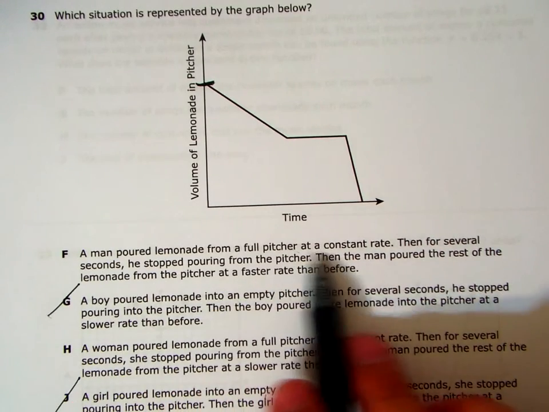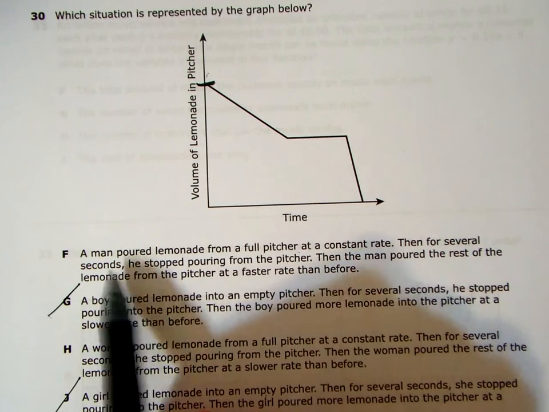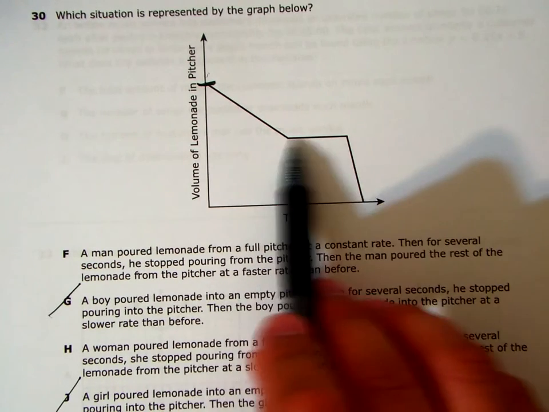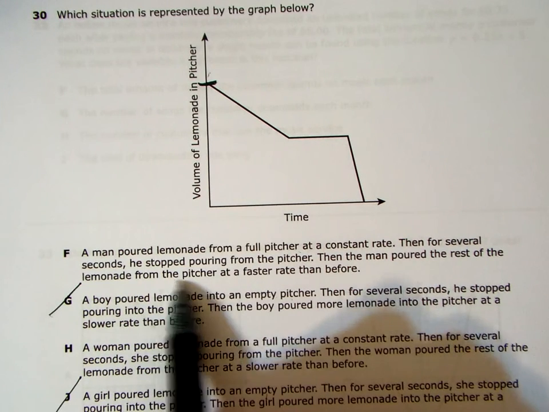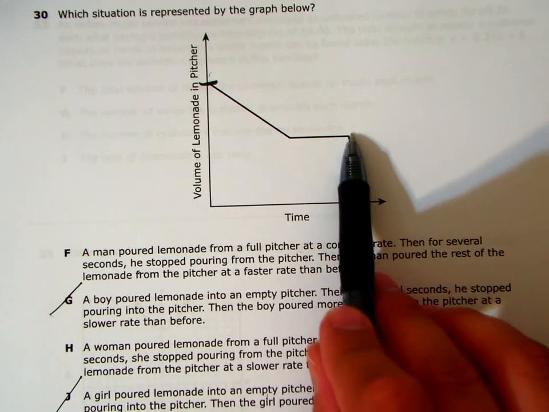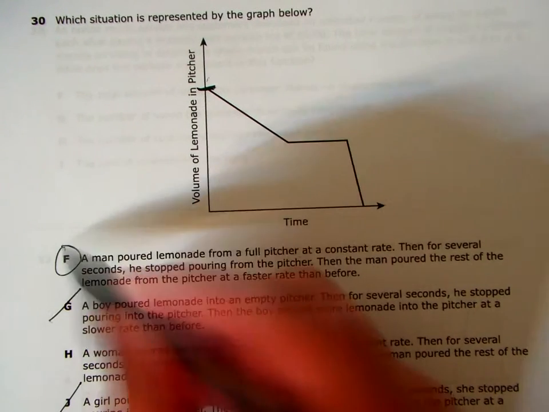Full pitcher at a constant rate. Okay, constant rate. Looks like a constant rate. Then for several seconds he stopped pouring the pitcher right here. Then the man poured the rest of the lemonade from the pitcher at a faster rate than before. Yes, that's faster. That might be F. Let's look at J.